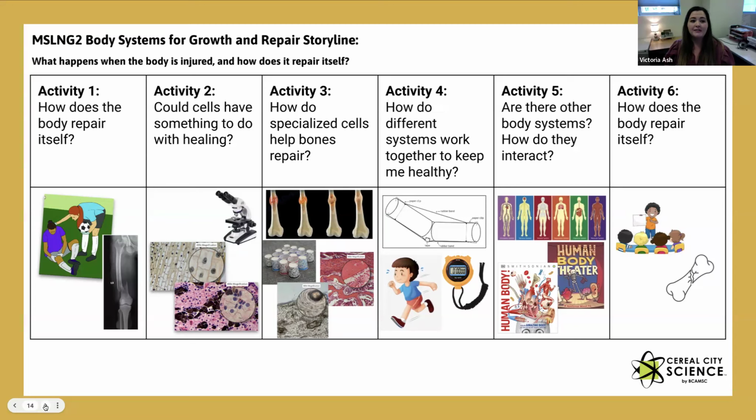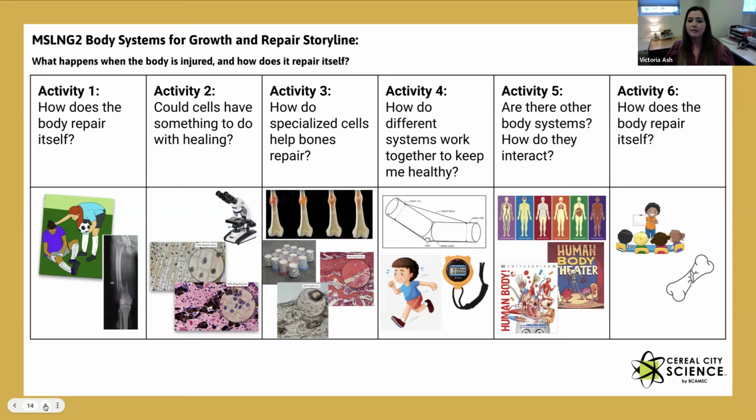So, activity 2, the big question is, could cells have something to do with healing? And that's when we pull out our microscopes, we pull out prepared slides, we start creating our own slides, and looking at the different cells and trying to notice the differences between plant and animal cells. And then in activity 3, we talk about how specialized cells help bones repair. We really start honing in on the specialized cells that we see in bones. When bones are remodeling and healing themselves, what are the different cells that take place there? And what are some of the interacting systems within that bone?